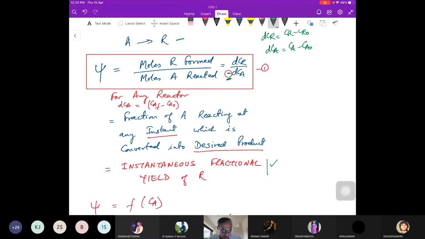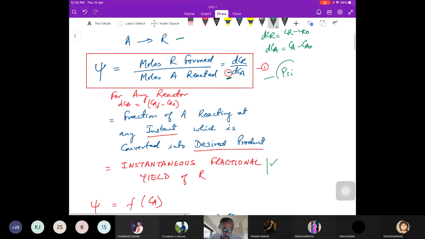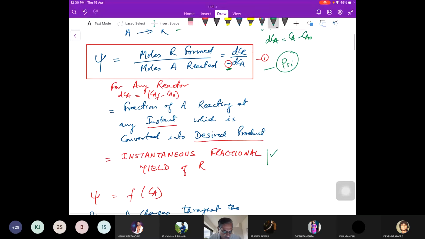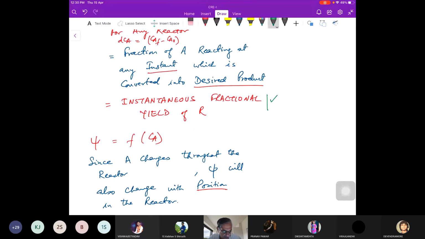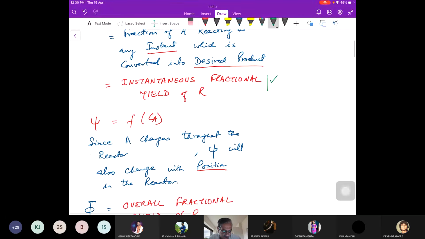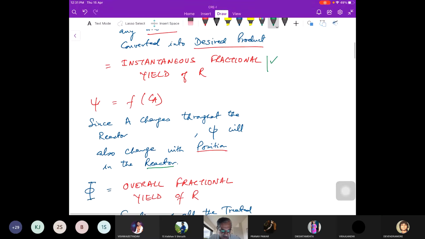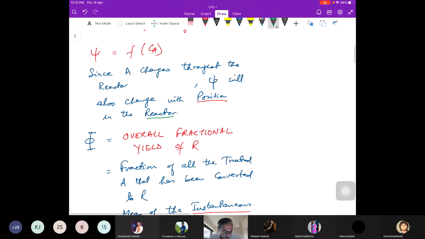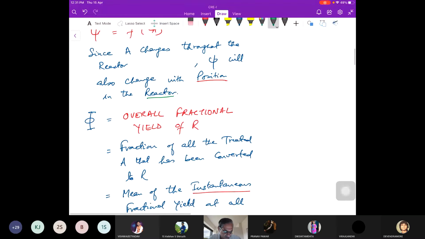Okay, so fraction of A reacting at any instant which is converted to desired product. That is what psi is called, and we pronounce it as psi. Okay. So psi is a function of concentration of A. Since A changes throughout the reactor, actually ये plug flow के लिए रहता है ये, but ठीक है, mixed flow के लिए उन्होंने general define किया है. Psi will also change with position in the reactor because position in the reactor is for only plug flow reactor. Mixed flow में same रहता है, but ठीक है, उन्होंने ले लिया ऐसा definition के लिए. And then we define another term which is called phi.